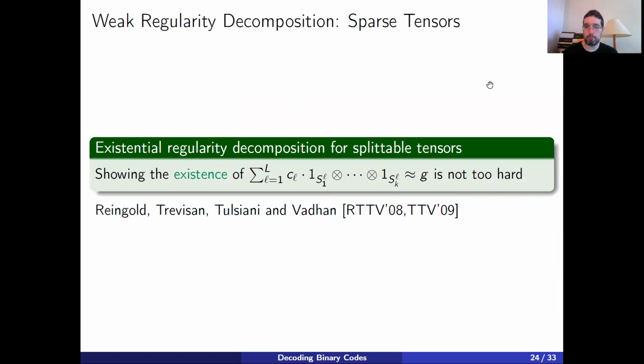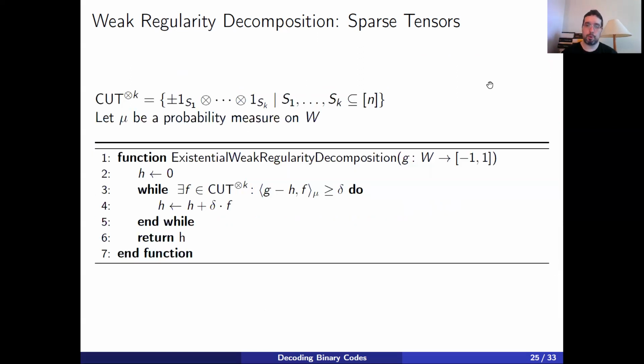And you might be wondering why on earth we should have a decomposition of this form at all. Showing an existential result is not too hard. It was already done in a beautiful abstract framework of Reingold, Trevisan, Tulsiani, and Vadhan. What they have is a function class that they want to fool, and in our case it is cut functions or the negations of cut functions. We have a measure, but let's not bother too much about this measure. And you are given the function that we want to decompose. H is our current approximator, which starts at 0.